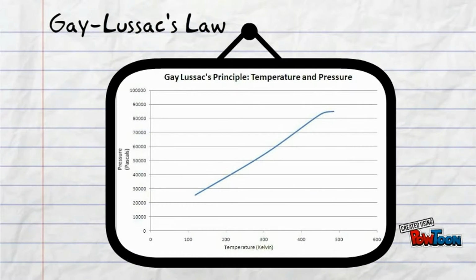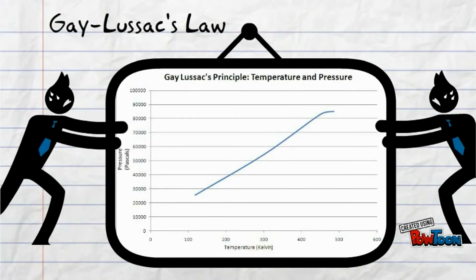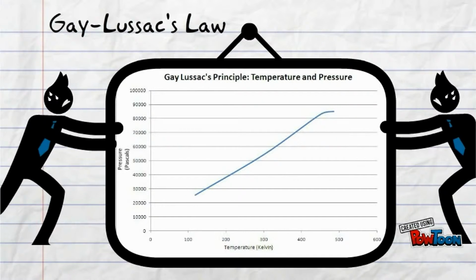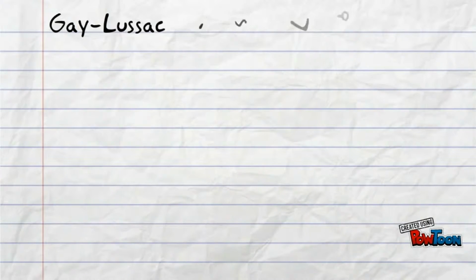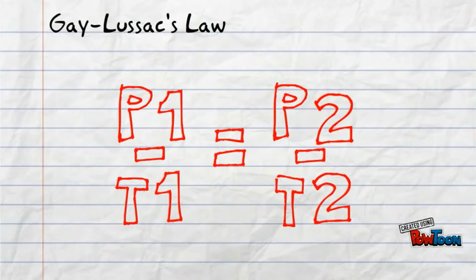Gay-Lussac's law. Gay-Lussac stated that the pressure of a gas is directly proportional to the temperature if the gas volume is a constant, which means as temperature increases, pressure increases, and as temperature decreases, pressure also decreases. This is the equation of Gay-Lussac's law. P1 over T1 is equal to P2 over T2. P represents pressure and T represents temperature. This experiment shows how pressure and temperature are related.